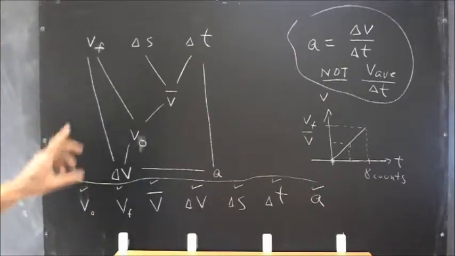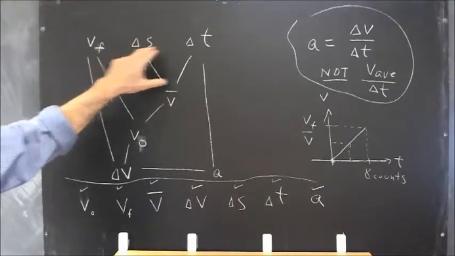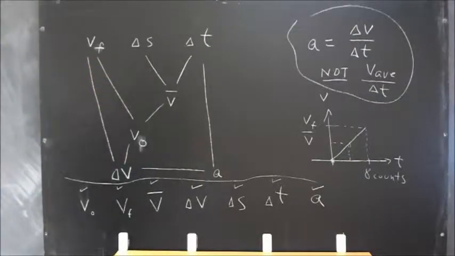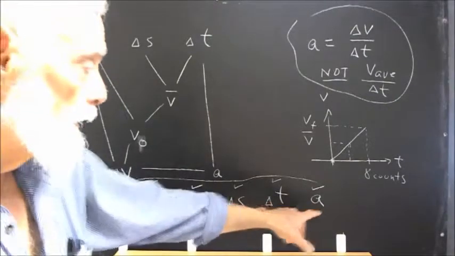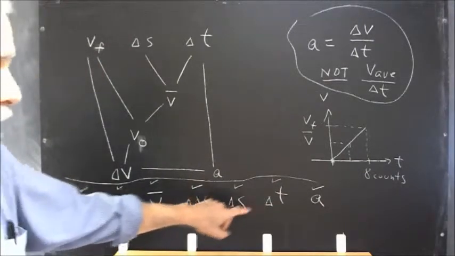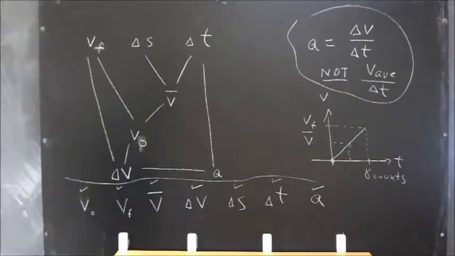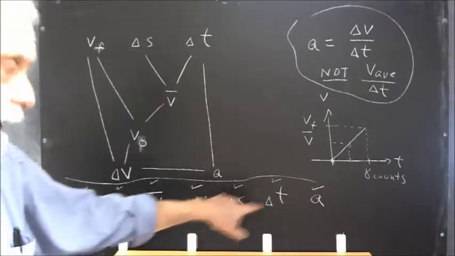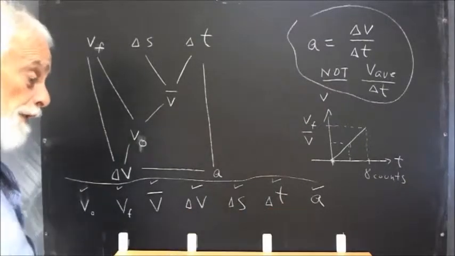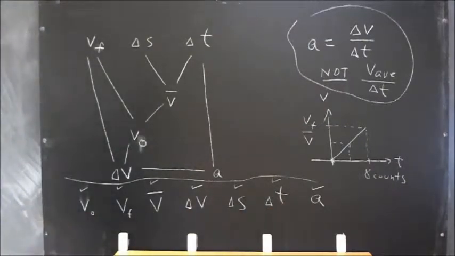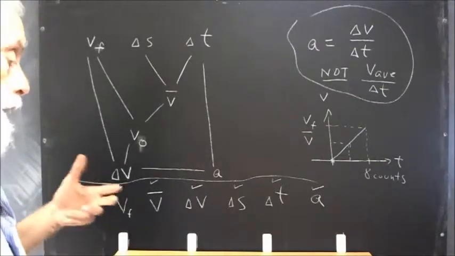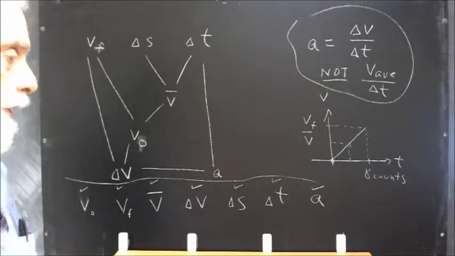Okay, anyhow, so having observed delta S, delta T, and VF, how do we determine the remainder of these quantities? Now we have the quantities V naught, VF, V bar, delta V, delta S, delta T, and A. Okay, 7 quantities here in terms of which we reason out, rather than using an equation, to determine the motion of the object on the interval.